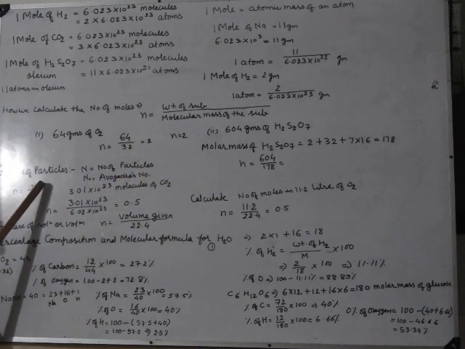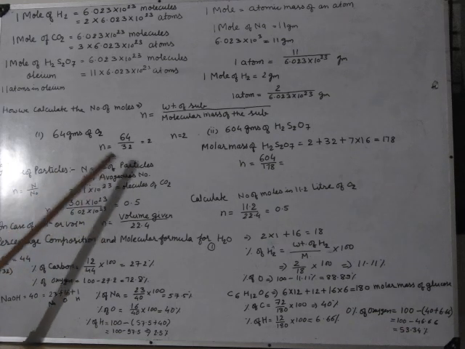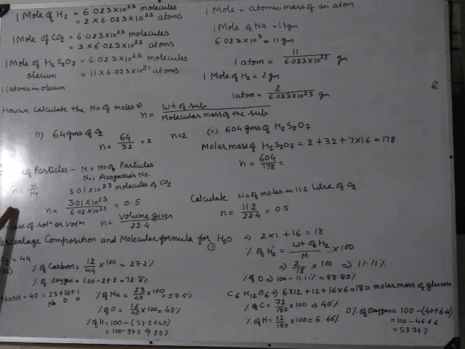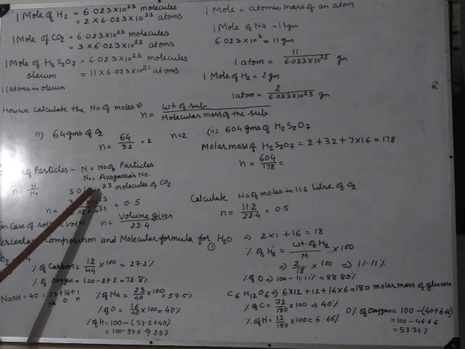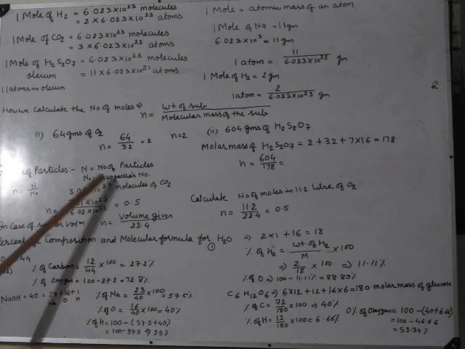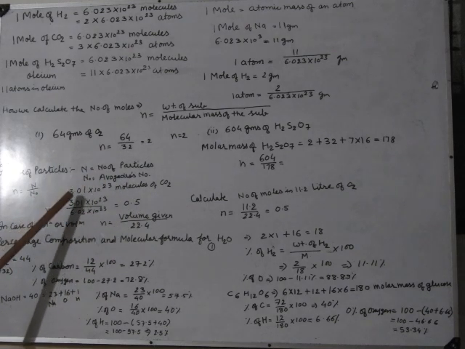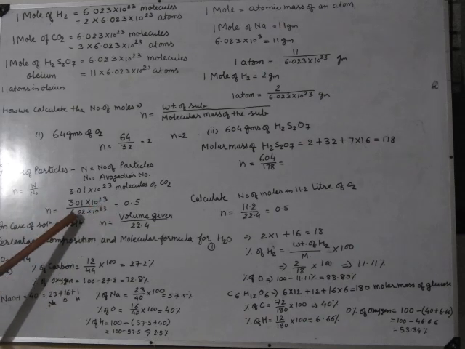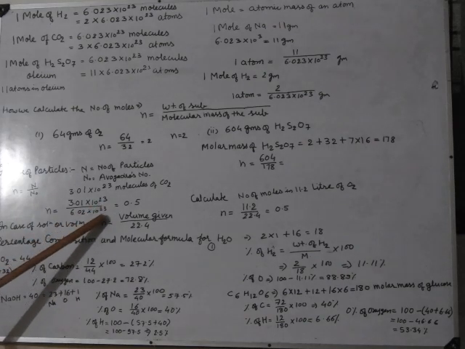In case of particles, n is equal to number of particles N and N0 is equal to Avogadro's number. So n can be calculated here in case of particles as N upon N0. 3.01 into 10 to the power 23 molecules of CO2. अगर CO2 का इतना molecule है, then n is equal to number of particles 3.01 into 10 to the power 23 upon 6.02 into 10 to the power 23.